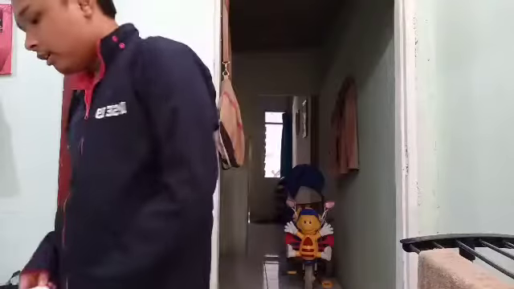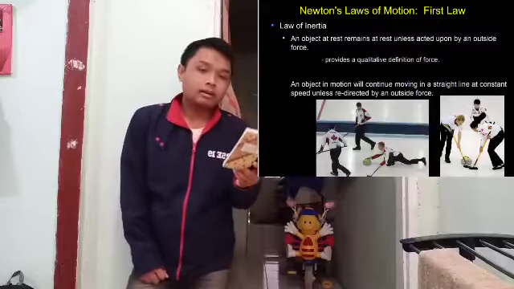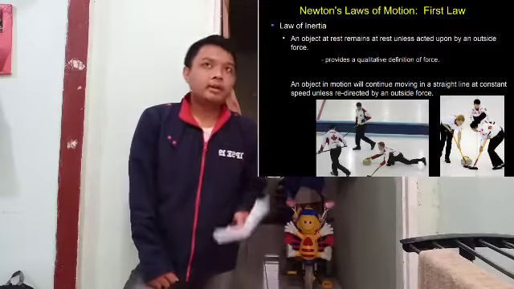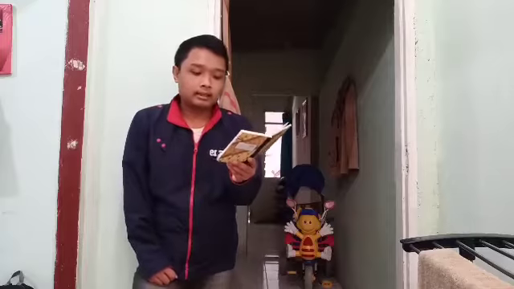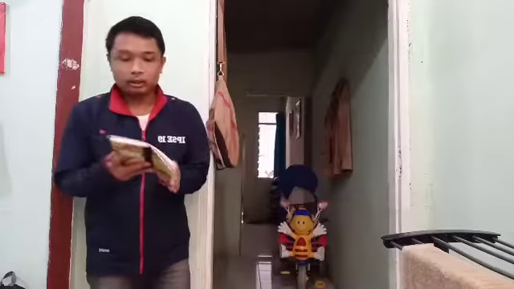And then we are going to talk about Newton's first law. What is Newton's first law? It's about the law of inertia. It states an object will remain still unless acted upon by an outside force. So every object in this world will just stay as it is, except when there is a force that acts upon it. That's the meaning of the first law of Newton's motion.